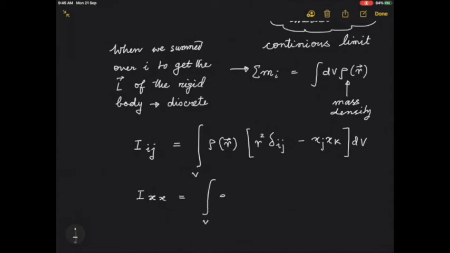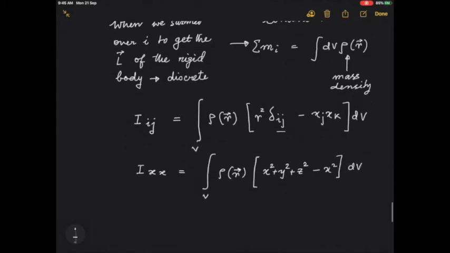See, for example, let's see what is I_xx. I_xx is integral over V rho times r squared. If i equals j, this term survives, otherwise it doesn't survive. So in this case, it survives. So this is x squared plus y squared plus z squared minus, i equals j, and I have chosen x, so this is just x squared dV.